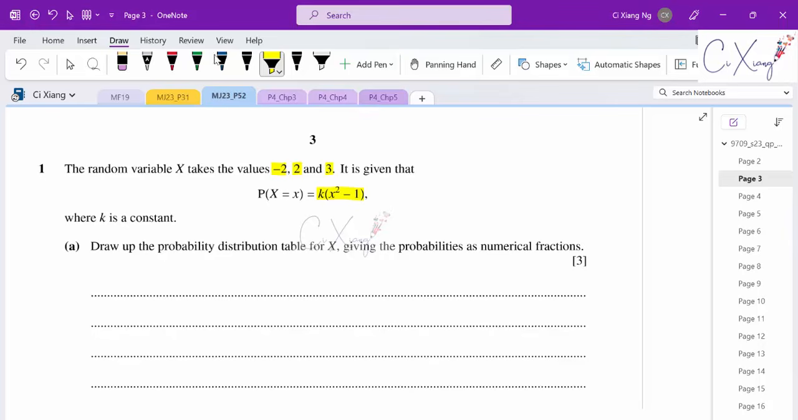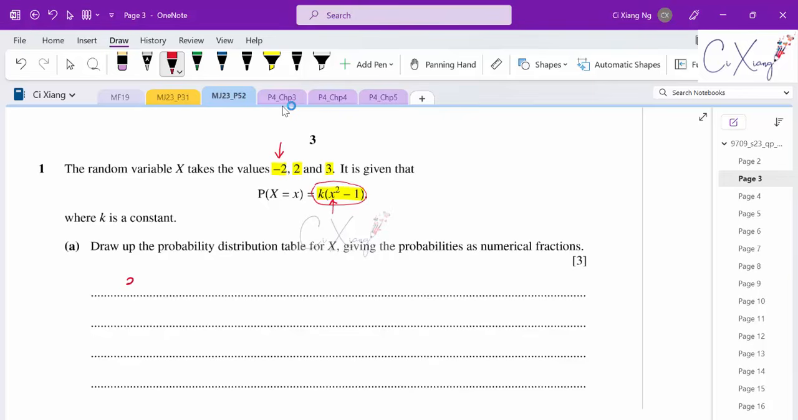k first. To find the value of k, we need to know that when we add all the probabilities together, the total of the probabilities should equal 1. So now you should find the probability for every single value of x. First, I have x equals -2. Substitute it into our function for the probability. So -2 squared, you have 4, right? So 4 minus 1, you get 3. And then you have 3k.